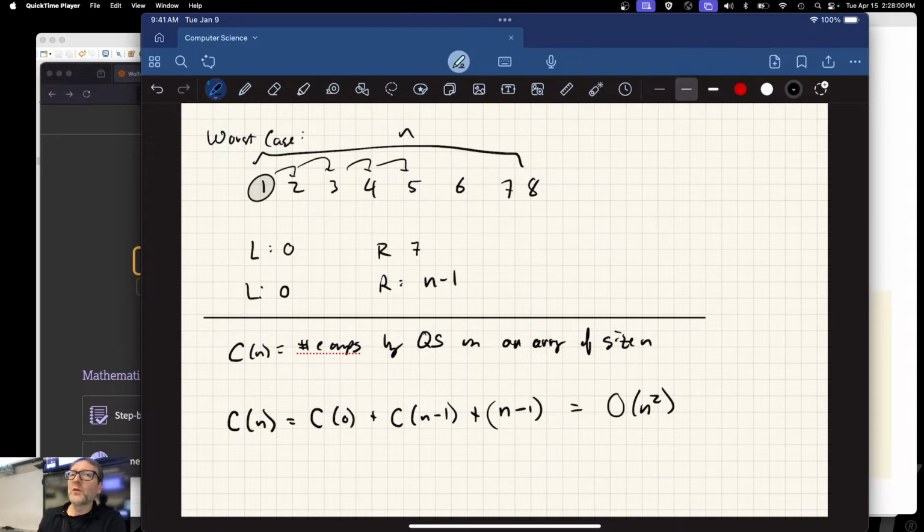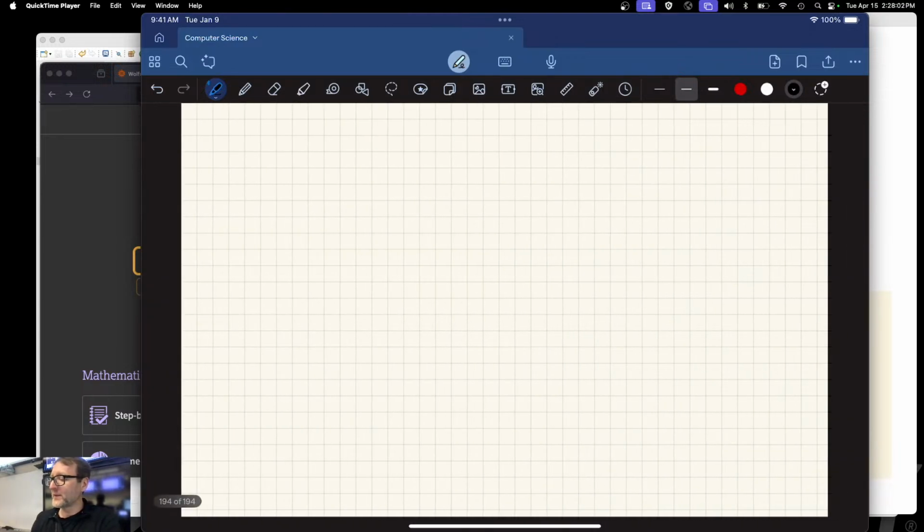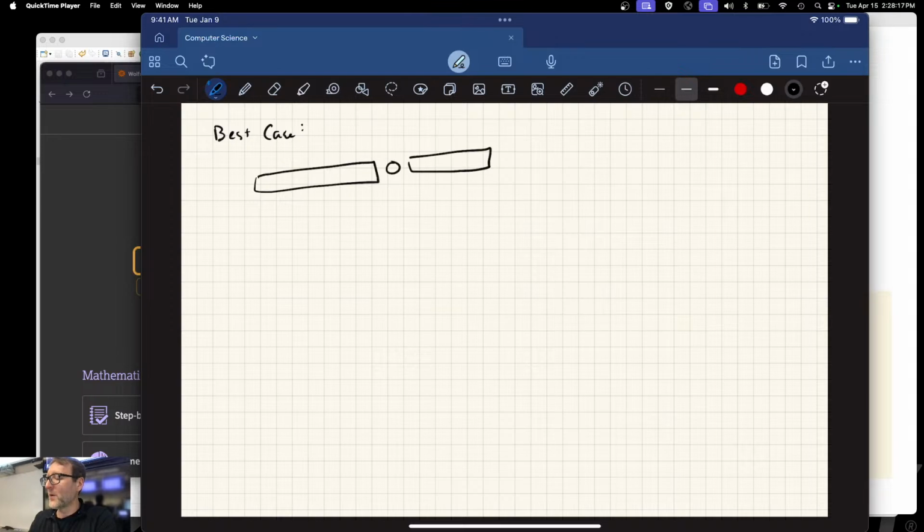So let's not look at the worst case. Let's look at the best case. The best case here is when your pivot element ends up being the one in the middle. What do we call that thing, by the way? If we have a bunch of numbers over here and a bunch of numbers over here, and they're roughly n divided by 2 and n divided by 2, and here's my pivot element. We call that the median, exactly.